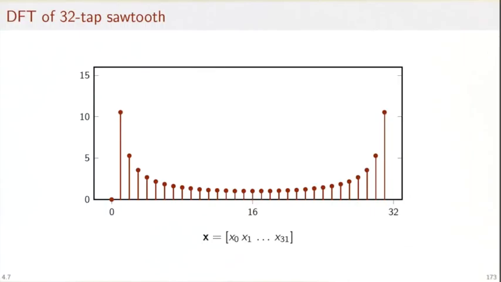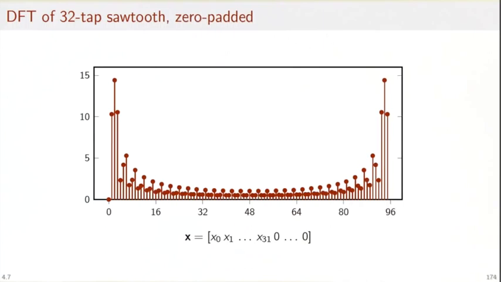The DFT of the 32-tap sawtooth, again, and we are going to zero pad it. So here we zero pad it with 64 zeros, so the first 32 entries are equal to the sawtooth, and the next 64 entries are just zeros. You see the DFT, it has a similar shape as the DFT of the initial period of length 32. At the origin, at k equal to 0, it's still 0, so no surprise there.